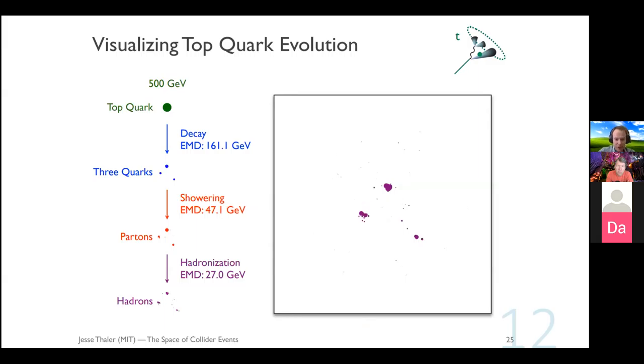And the video is showing the optimal transport plan from one stage to the next, the evolution of this jet. And you see the distances, the Earth mover's distance between the original top quark and its daughters is comparable to the top mass. So that sets the scale. Different top quark decays will also have distances between them comparable to their mass scale. And then the showering adds another distance at 50 GeV, and then hadronization at 30 GeV.